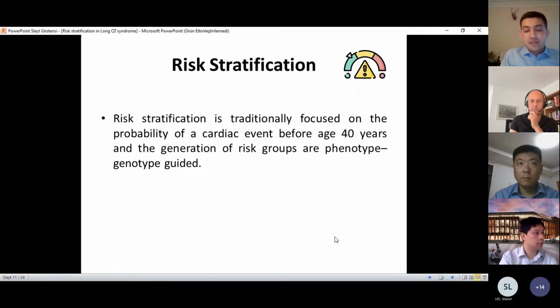Rapid progress of genetic technology over the past 2 decades has significantly improved our understanding of molecular and genetic mechanisms of long QT. Despite all those novel insights, phenotype assessment and appropriate risk stratification in long QT remain challenging even for the experts. Risk stratification is traditionally focused on the probability of a cardiac event before age 40 years, and the generation of risk groups is phenotype-genotype guided.